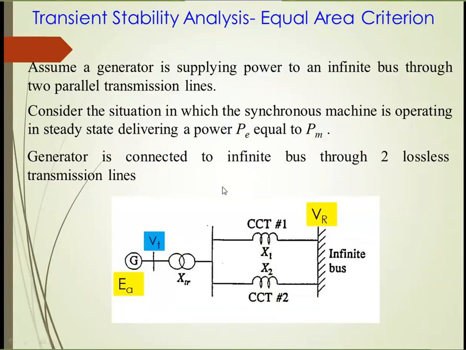Now, let's say that we have a generator, and we have two lines here, and then it is connected to an infinite bus system. I will give you a problem on this, so you think over it, right? So you have a generator supplying power to an infinite bus. We have two parallel lines here. Consider the synchronous machine is initially operating at a steady state, and thus electrical power is equal to mechanical power, right? That's the part here.